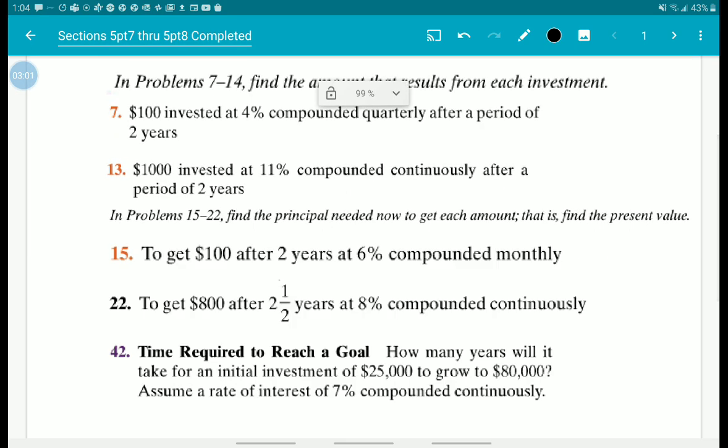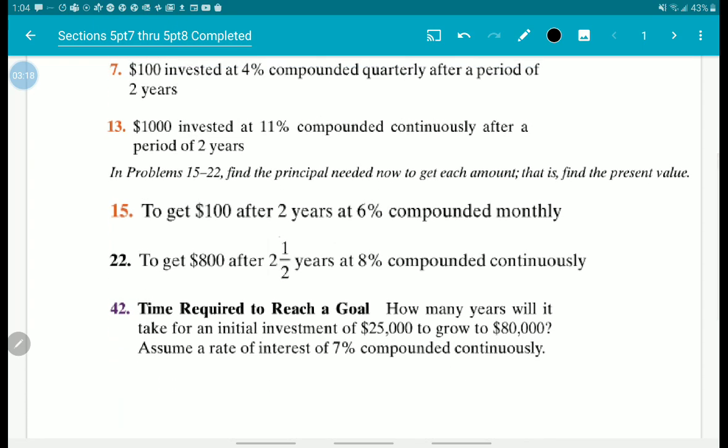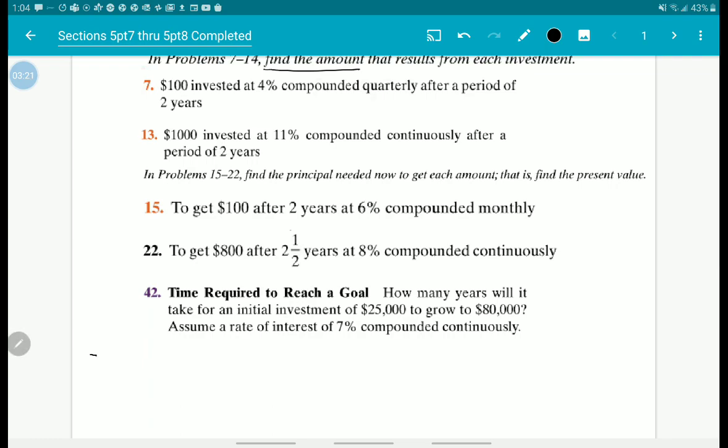So let's look at a few examples. Number 7, we are investing $100 at 4% compounded quarterly after a period of 2 years. We want to know how much is going to be in there. So it's asking us to find that amount. So we are investing $100. Our interest rate is 4%, so as a decimal, that would be 0.04. It's compounded quarterly, so that would be 4 times a year. And we're going to leave it in there for 2 years.